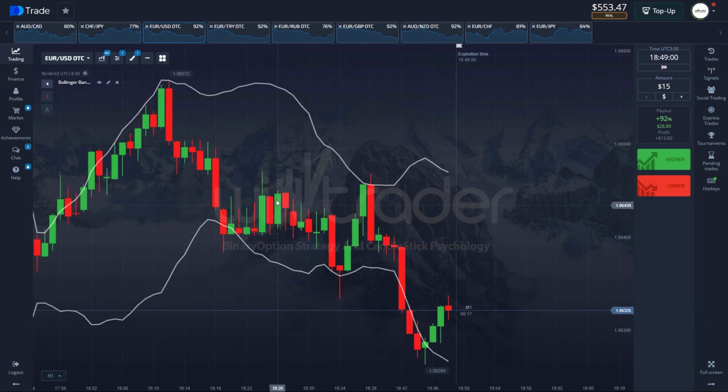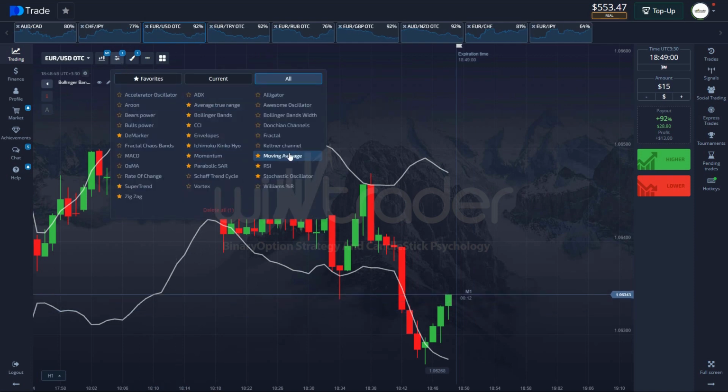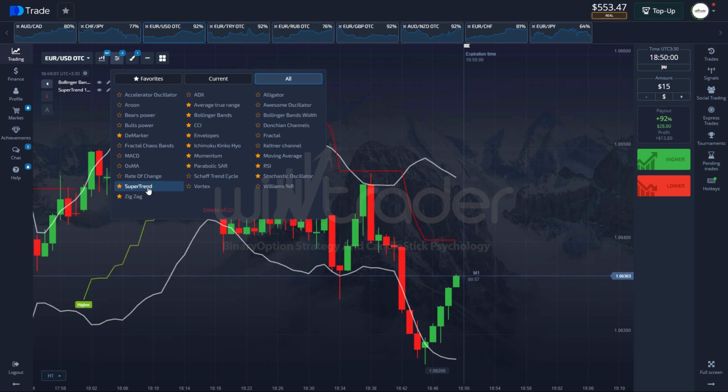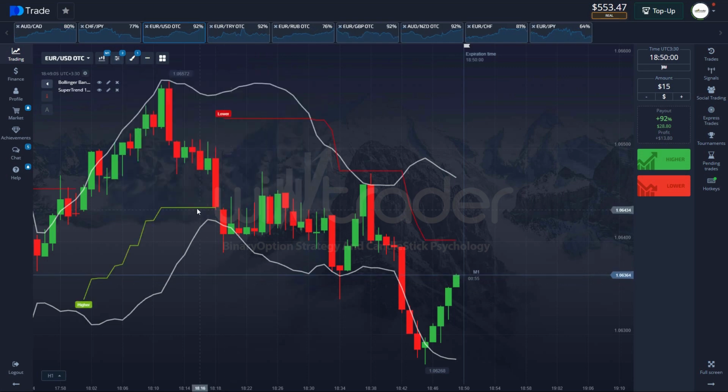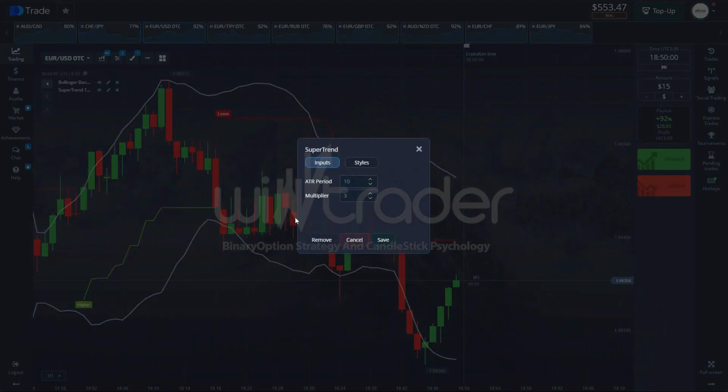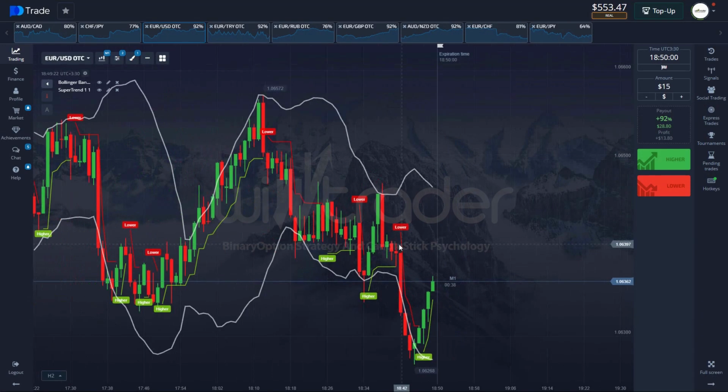The next indicator we need is the super trend indicator. Super trend. In this indicator, we must set the period value to 1 and the multiplier to 1.2.